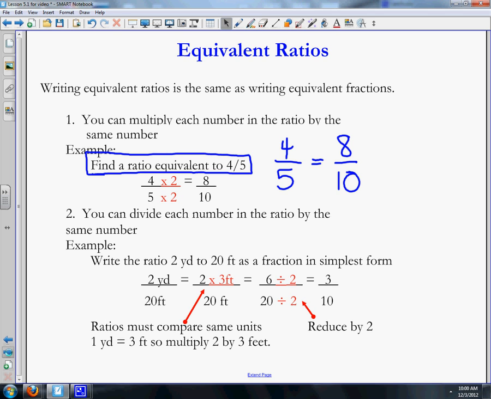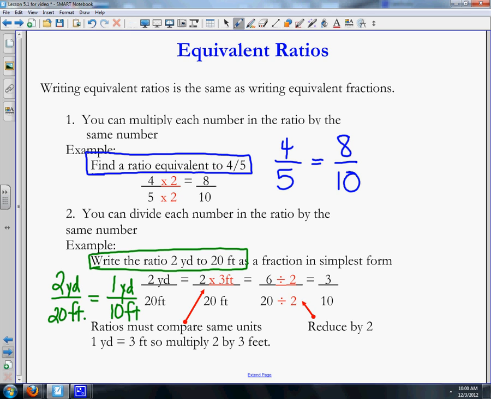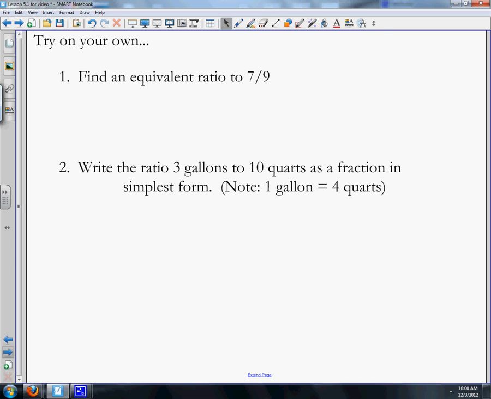So I could do that, or if I said write the ratio 2 yards to 20 feet as a fraction in simplest form, you would write 2 yards over 20 feet equals, and then I would divide by 2, which equals 1 yard to 10 feet. So those are two different examples of writing equivalent ratios. Okay, so try these on your own.